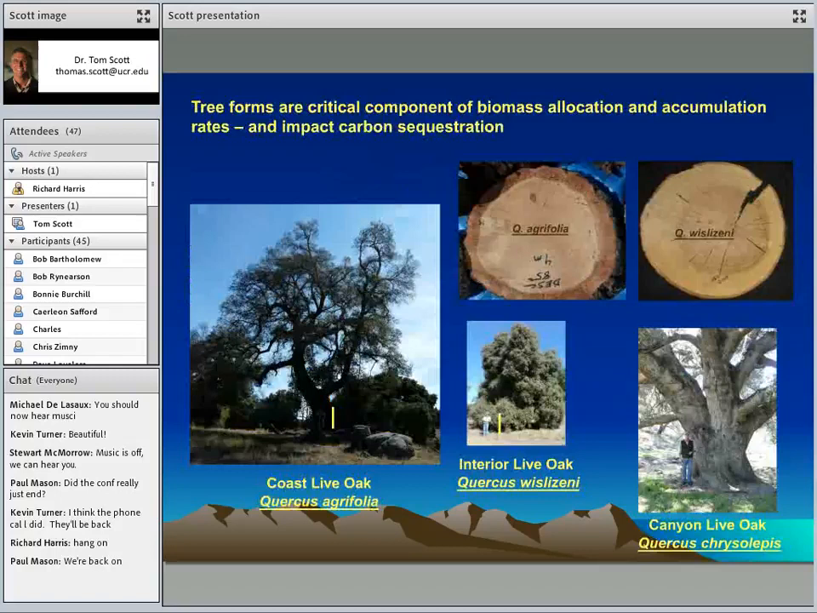Differences can be notable, and one of the things I wanted to point out, just to reinforce this point, is in this picture, you can see a coast live oak here and an interior live oak. First of all, kind of look at the size differences. These are sort of typical.